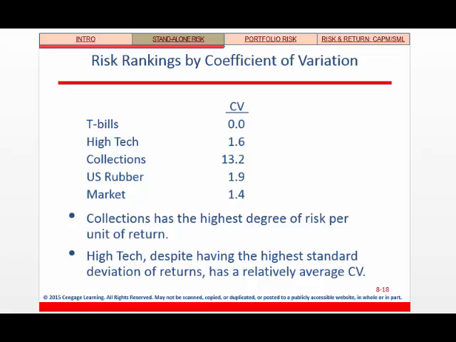In fact, the best number is T-bills because there's no risk, right? So obviously you're going to have a zero in there, and that's going to make it very hard to get anything but a zero from a math perspective. But look at the market. Your best bet here, if you're looking at risk per unit of return, is going to be the market. So sometimes you can't beat the market, and this is obviously, using just these examples, one of those times. If you remember, high tech had a higher return, but in this case, if you consider its risk, it just has a relatively average coefficient of variation.